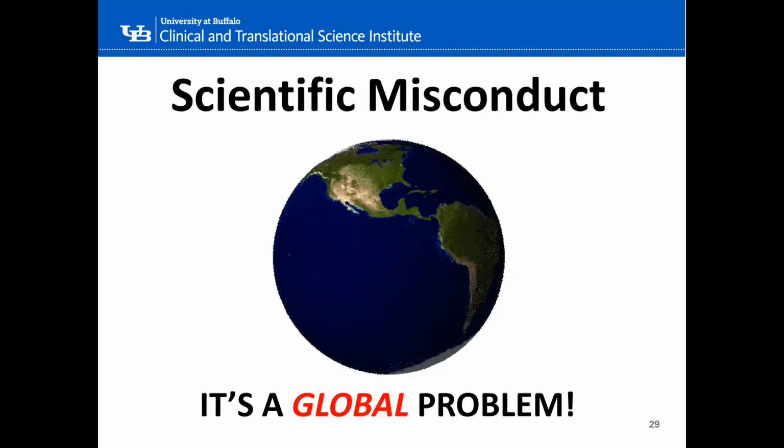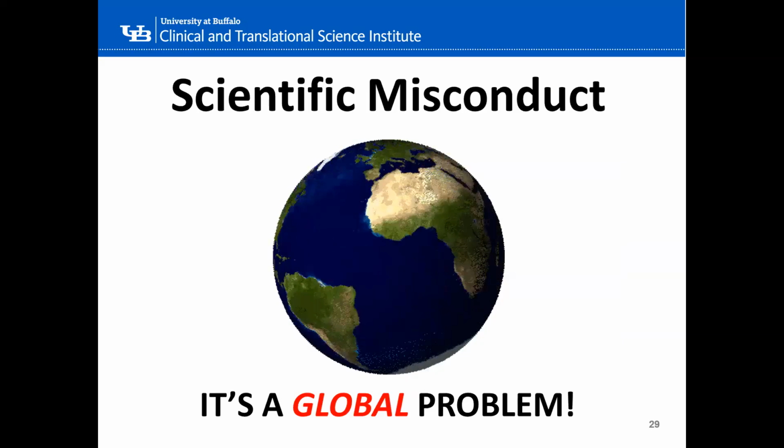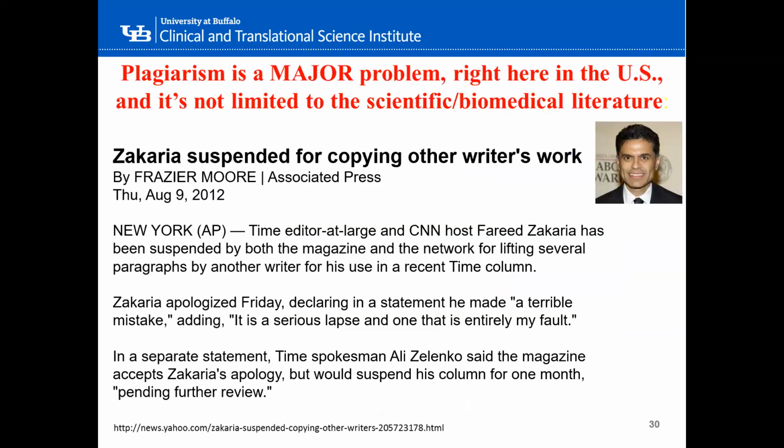So it turns out that research misconduct is worldwide. It's a big problem in every country that engages in scientific research. But it's not only in the scientific or biomedical literature. So here's an example of a very famous guy, a very astute, brilliant reporter, Fareed Zakaria, who was found to be guilty of plagiarizing somebody else's work in one of his news articles, and he actually agreed to apologize and to correct the problem.